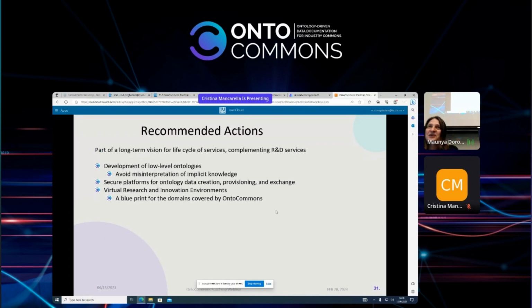Okay, recommended actions. So from all those gaps, this would mostly contribute to fill those. The low-level ontology development would contribute to avoiding the misinterpretation of implicit knowledge. Secure platforms for ontological data creation, provisioning, exchanging, and something which I think is also important, virtual research and innovation environments. Some of them do exist in astronomic research and biomedical research like Elixir, and it would be good to learn from there and create a blueprint for domains covered in OntoCommons. I think that's it.